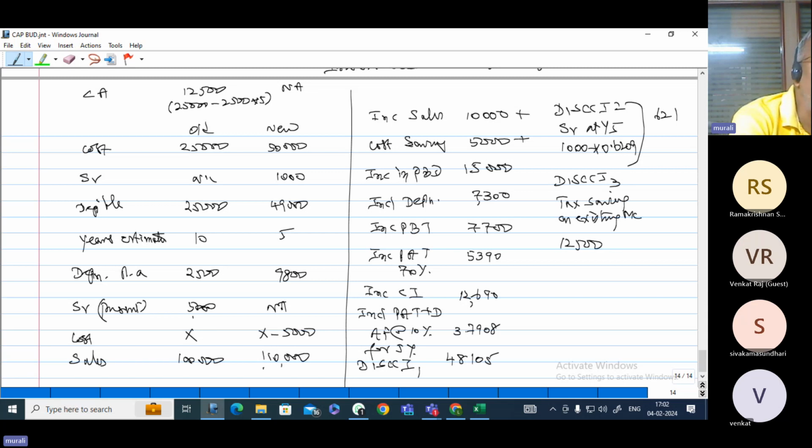12,500 is the book value. Salvage value of that is 5,000. There is a loss to the extent of 7,500 on which it is going to be 0.3 into 1, because it is going to be the present one. Today it is happening. Correct. 7,500 into 0.3 into 1. This is the PV factor at year 0. 2,250.